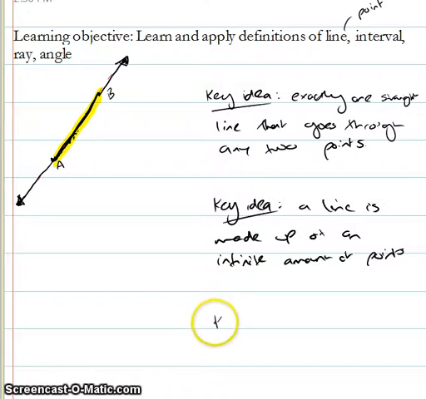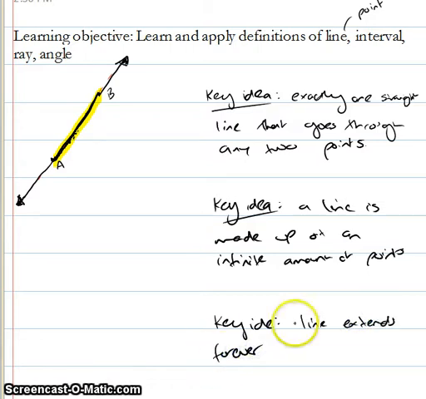So another key idea is a line extends forever, going through some two points.